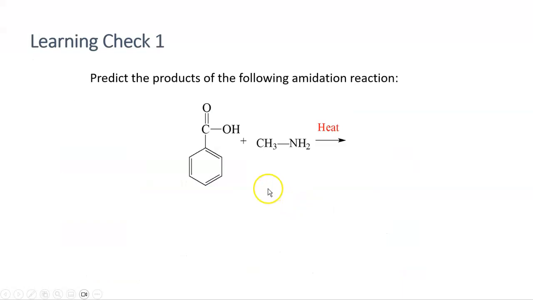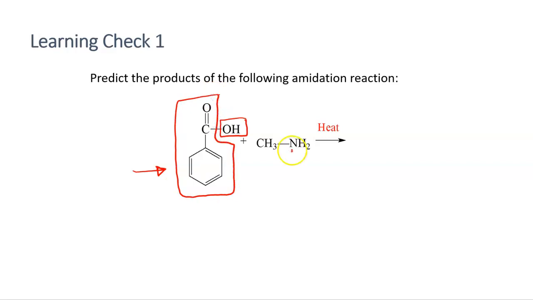Now we'll do a learning check to predict the products of the following amidation reaction. When you have this type of question, first try to understand what the fragments of the acid and the amine are that will combine to form this product. Now we have this benzoic acid here. We just need to separate the hydroxyl group from the carboxylic acid. The rest of the fragment from the carboxylic acid will go and combine with the nitrogen atom in the amine.